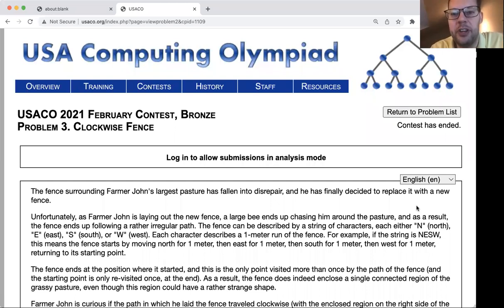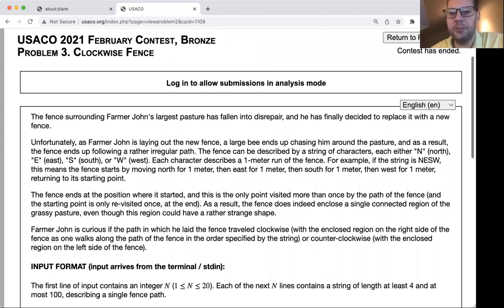What's up, everybody? In this video, we're going to learn how to do USACO 2021 February contest at the bronze level. Problem number 3, clockwise fence. Let's read it together. The fence surrounding Farmer John's largest pasture has fallen into disrepair, and he has finally decided to replace it with a new fence. Okay, so he's got a pasture, he's got some sort of a fence around it.